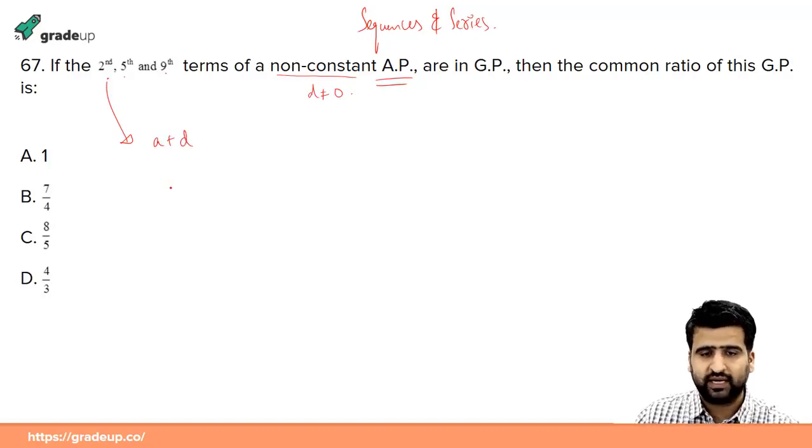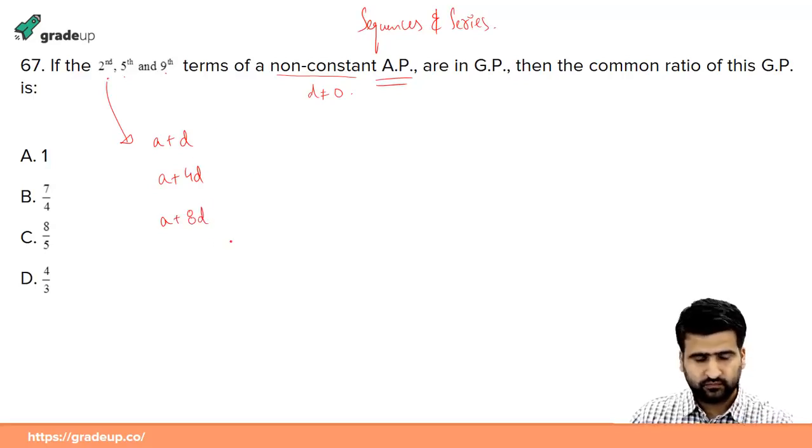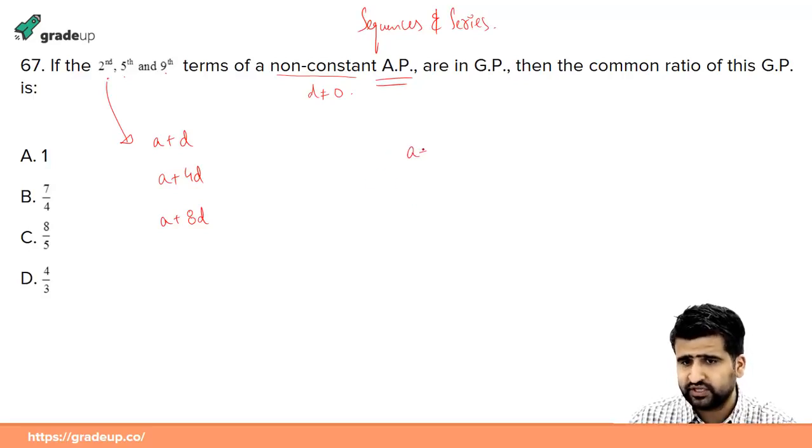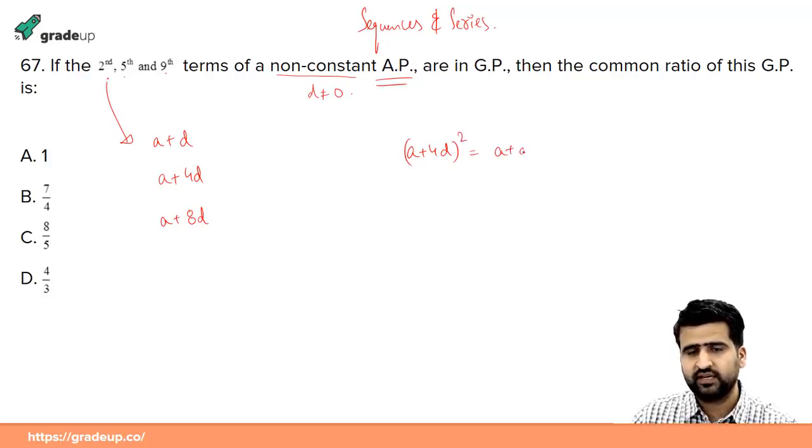The second term will be a plus d, the fifth term is a plus 4d, and the ninth term is a plus 8d. So these three terms are in GP. If you write the condition for the GP, (a plus 4d) square should be equal to (a plus d) multiplied by (a plus 8d).